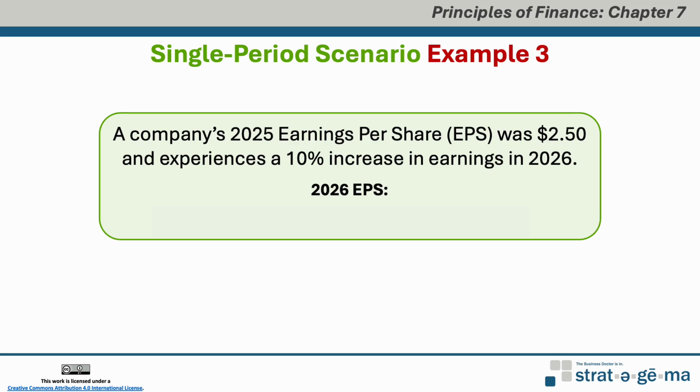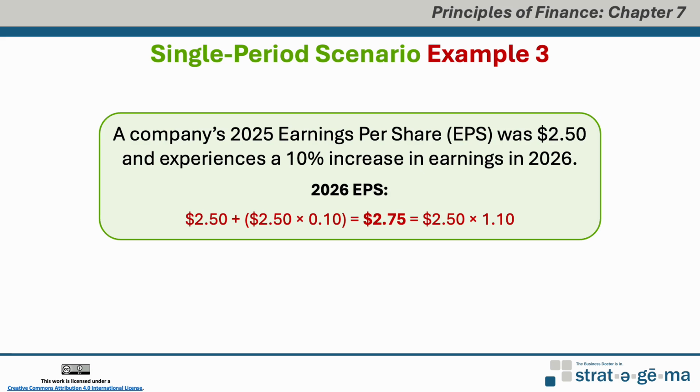Okay, so for a third example, we can use these time value calculations for not just deposits, but for anything that has a dollar value that is expected to change over time. So let's say, for example, we have a company whose 2025 earnings per share, EPS, you remember that from your accounting, is $2.50. And then the company experiences a 10% increase in its earnings in 2026. Well, because earnings ultimately end up as part of earnings per share, we can calculate the 2026 EPS to be the $2.50 plus $2.50 times 10%, which is the growth.